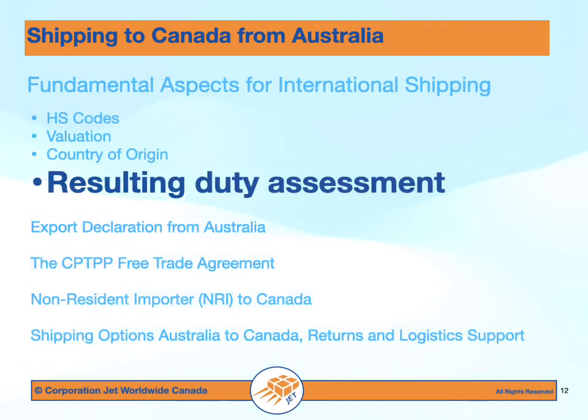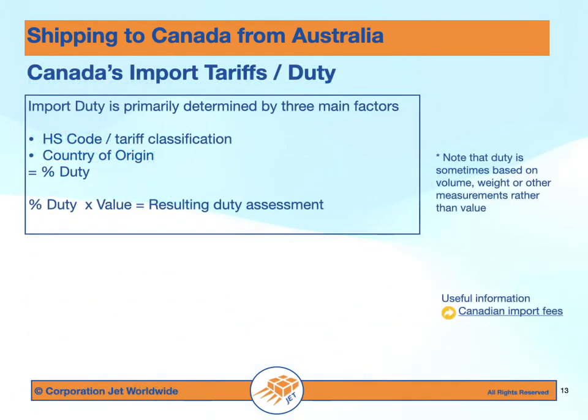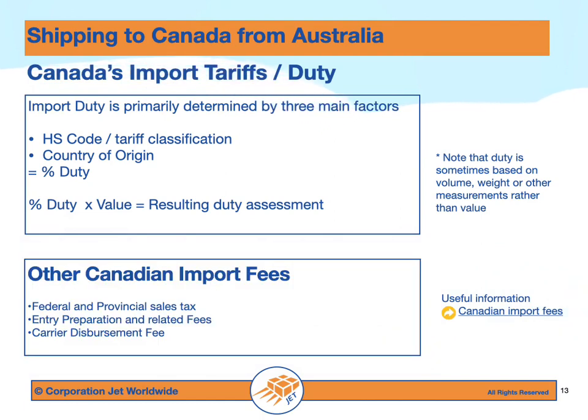Resulting duty assessment. Import duty is determined by three main factors: tariff classification, or HS code, country of origin, and value. The tariff classification and country of origin determine the percentage to apply to the value for duty. It's important to note that all imports, even if imported duty-free, are subject to Canadian federal and provincial taxes. Visit our blog outlining other common Canadian import fees.